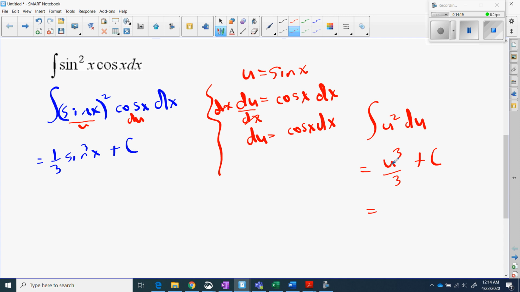And then you switch from u back to whatever u equals. u is taking the place of sine x. So this now becomes sine cubed x over 3 plus c. Same thing I got over there.